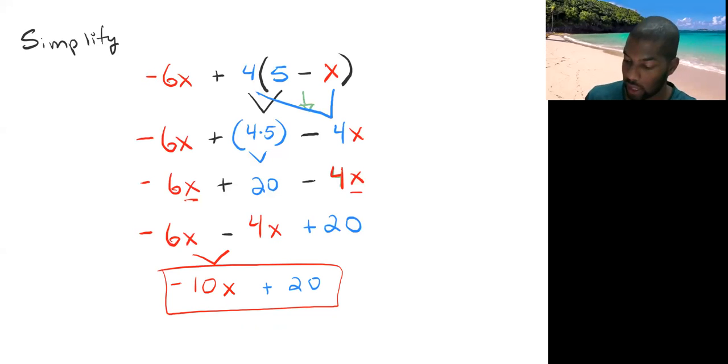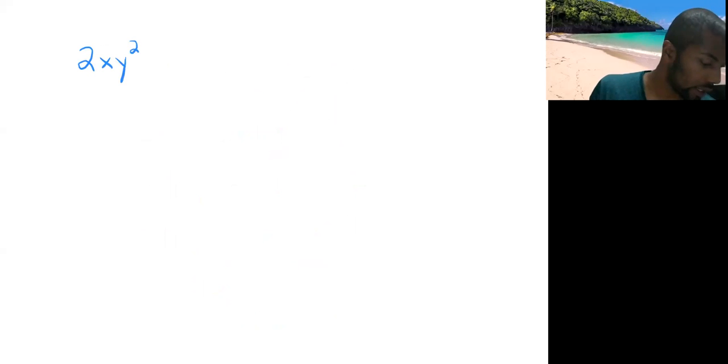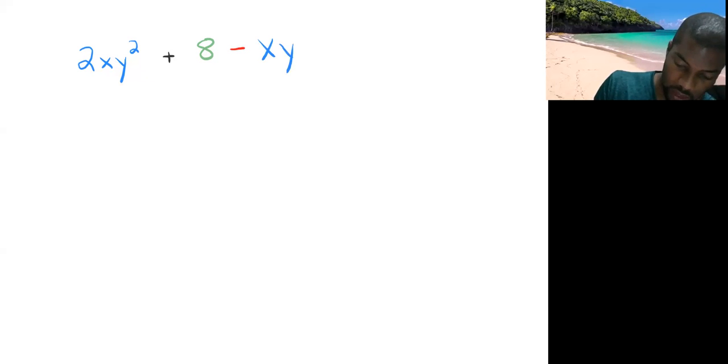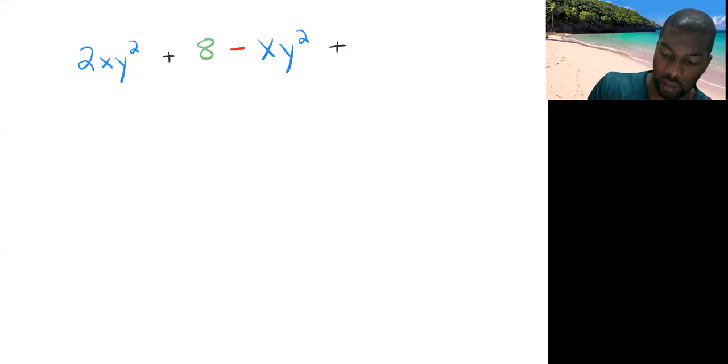All right, let's try one with exponents. Let's say I had 2xy squared. Ooh, now we're getting a little harder. Plus 8 minus, oh, I have to use xy squared plus 4. Now this one's a little trickier.